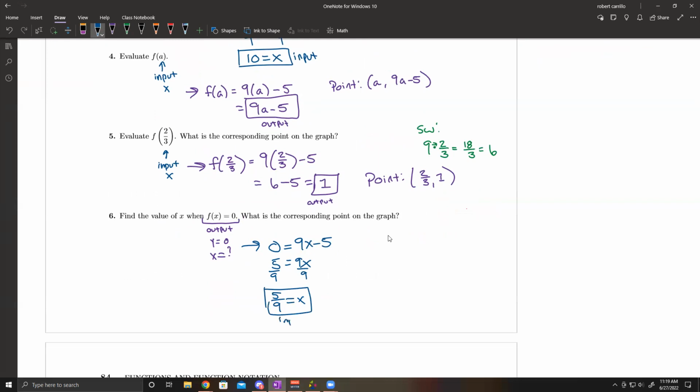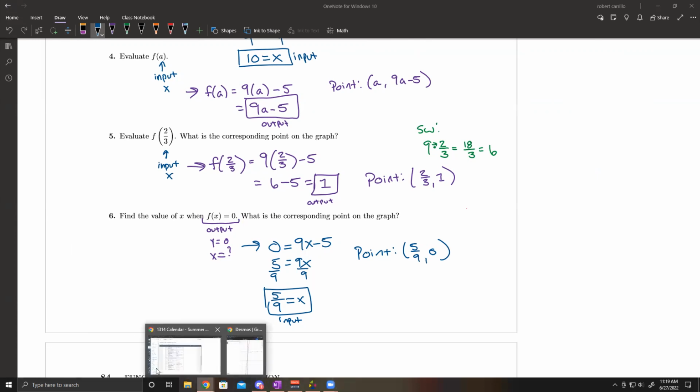This time that's the input. So we were given an output, we find the input. And what point does this make on our graph? Well, it will be 5/9 and 0. Okay. Again, we can always double check our work just by looking at the graph.